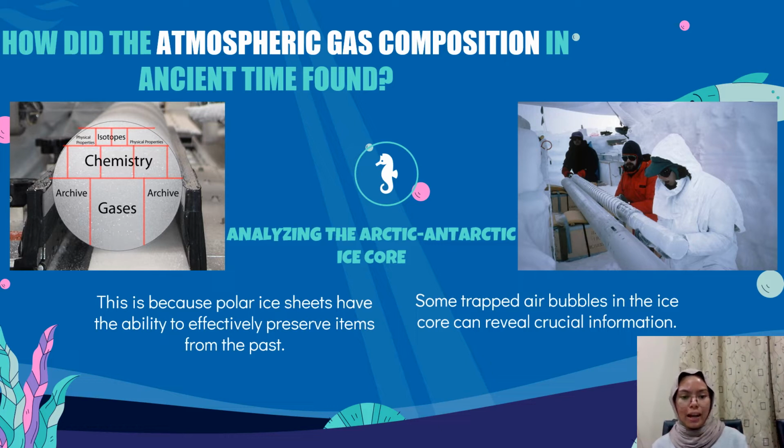Okay, next question is: how was the atmospheric gas composition in ancient times found? It is through analyzing the Arctic and Antarctic ice cores. This is because the polar ice sheets have the ability to effectively preserve items from the past. Some of the air bubbles in the ice core can reveal crucial information about the chemical and gas compositions.